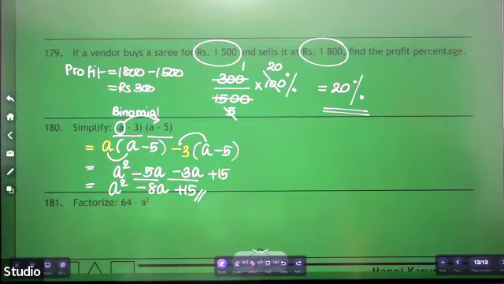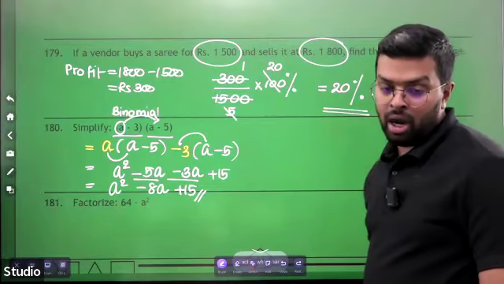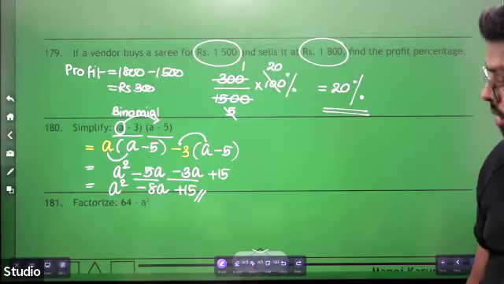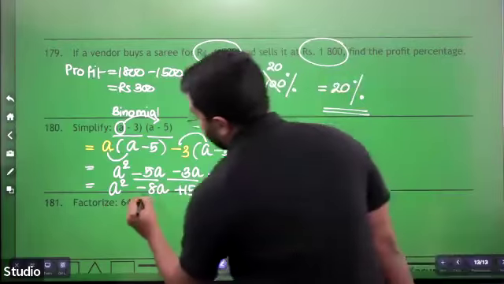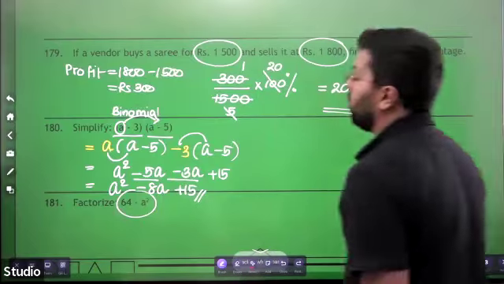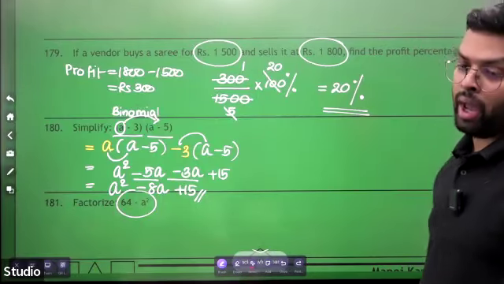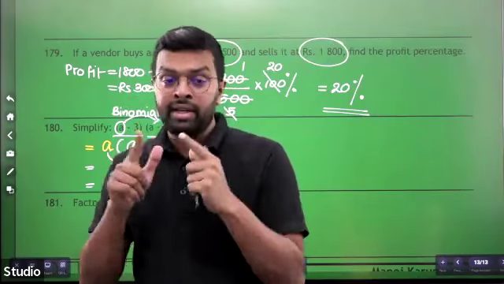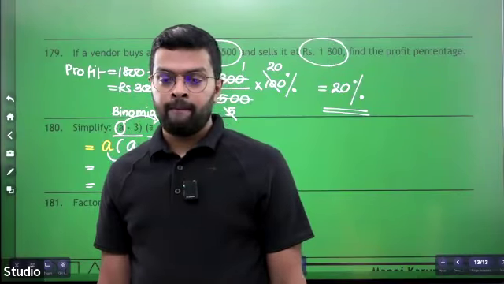Excellent. Super. Right. Question number 181. Moving on. Factorize 64 minus a squared. Factorize 64 minus a squared.